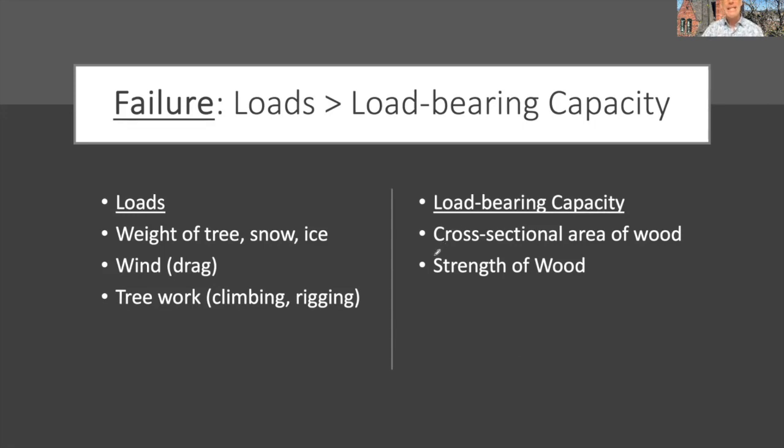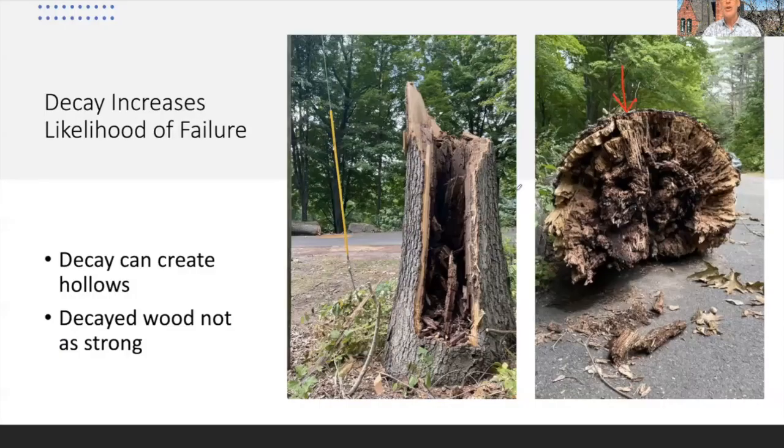The load-bearing capacity is basically a function of how big the cross-section is, so how much cross-sectional area of wood there is, and then the inherent strength of the wood in that cross-section. So if we go back to this previous slide here, if there's a hollow, obviously there's less wood. So that means the load-bearing capacity can't be as great because there's less wood. Even if the wood is present, like the image on the right, if that wood is no longer as strong as it had been because the wood has been decayed, there's also now a greater likelihood of failure because decay has reduced the inherent strength of that wood.